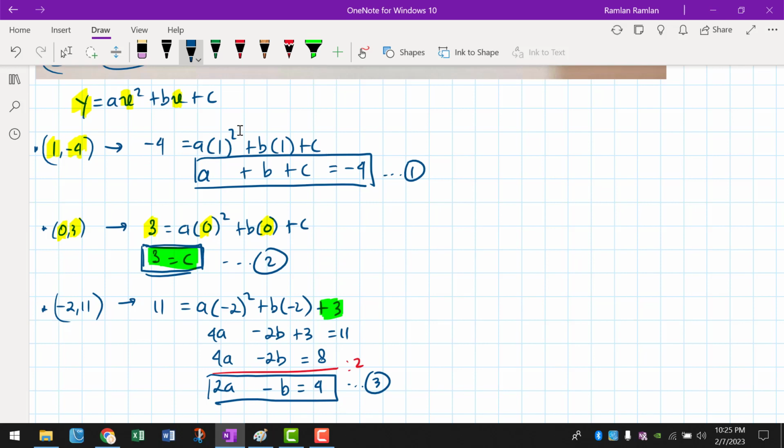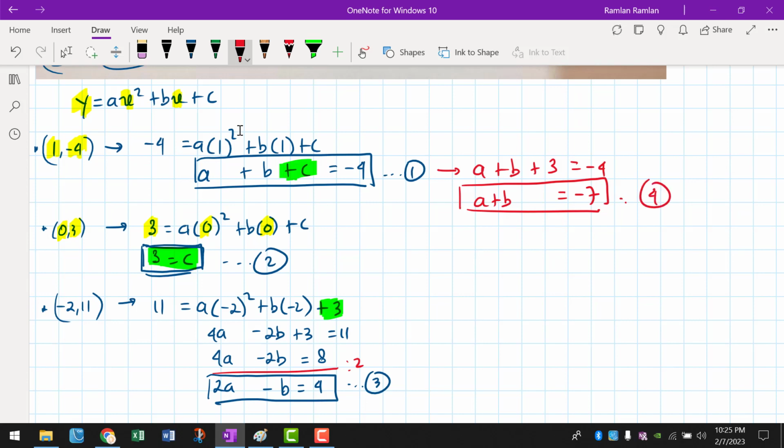Now we can do something with the first equation here, since we know that the value of c is 3, so we can plug in 3 in here. If I plug that in, that will be a plus b plus 3 equals negative 4, or I could move this 3 to the other side. That will be minus 3, and that will be a plus b equals minus 7, because minus 4 minus 3 equals minus 7. So I have another equation. Let's name that equation number 4.